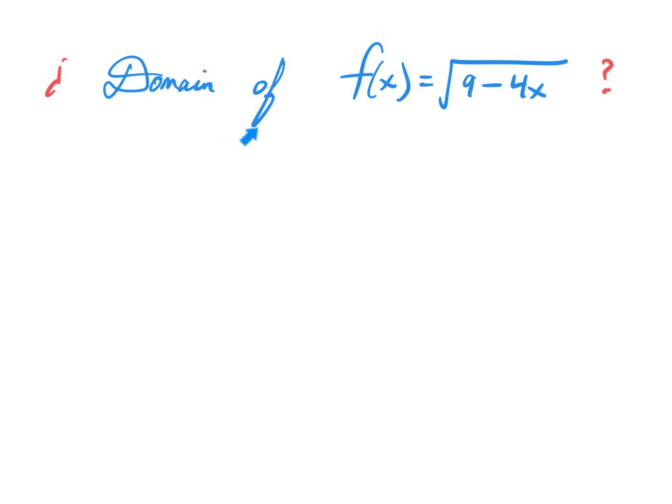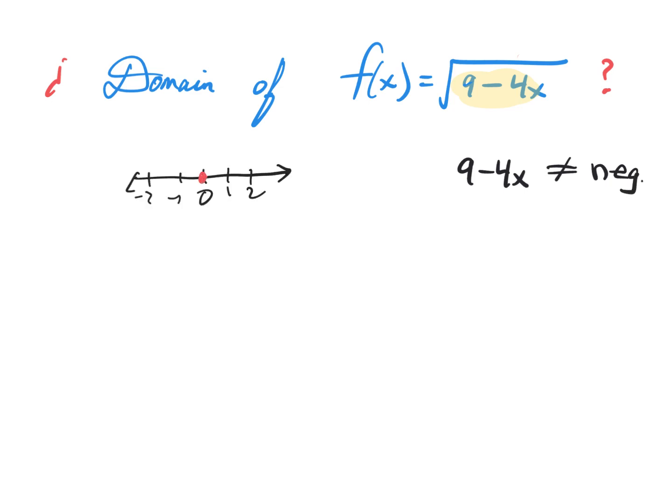What is the domain of the function f of x equals the square root of 9 minus 4x? Pause the video and try it yourself. So what's under the square root sign cannot be negative. Can't be negative. So the values can be 0 or above 0, but they cannot be any of these negative numbers. So 9 minus 4x can be these red numbers.